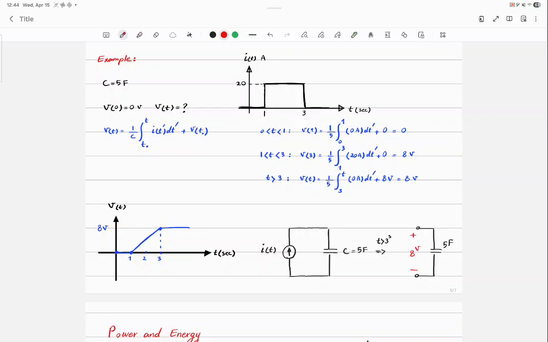Now, what happens if I connect that capacitor back to a circuit? It will act like a voltage source. Right? We will talk in more detail on Friday about this. But so far, I just want you to understand why it can actually mimic a voltage source. Okay? Any question about this?